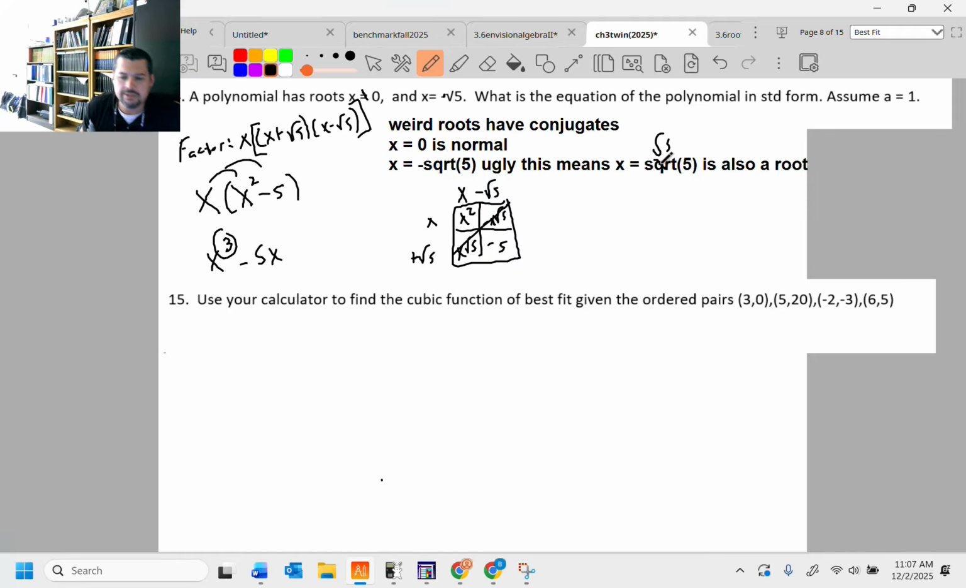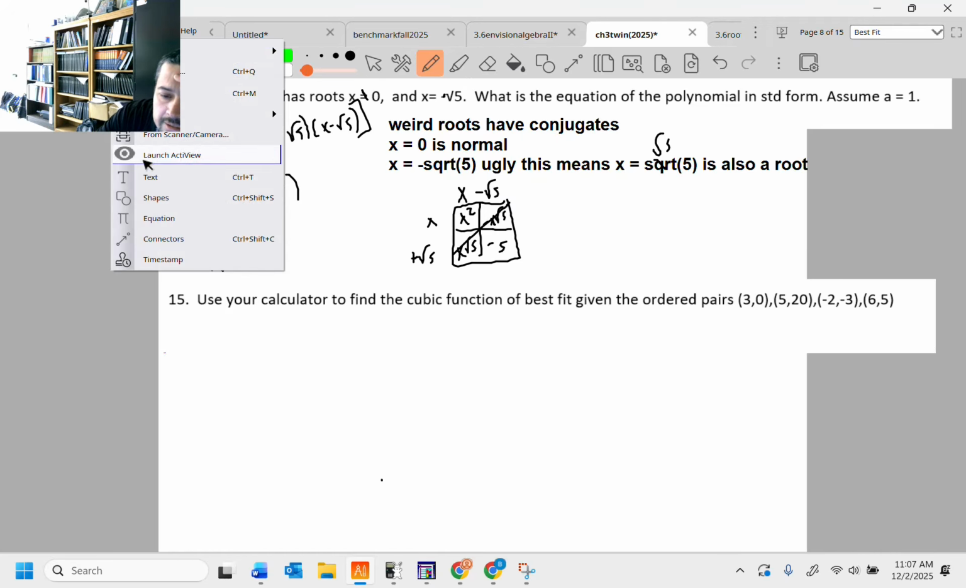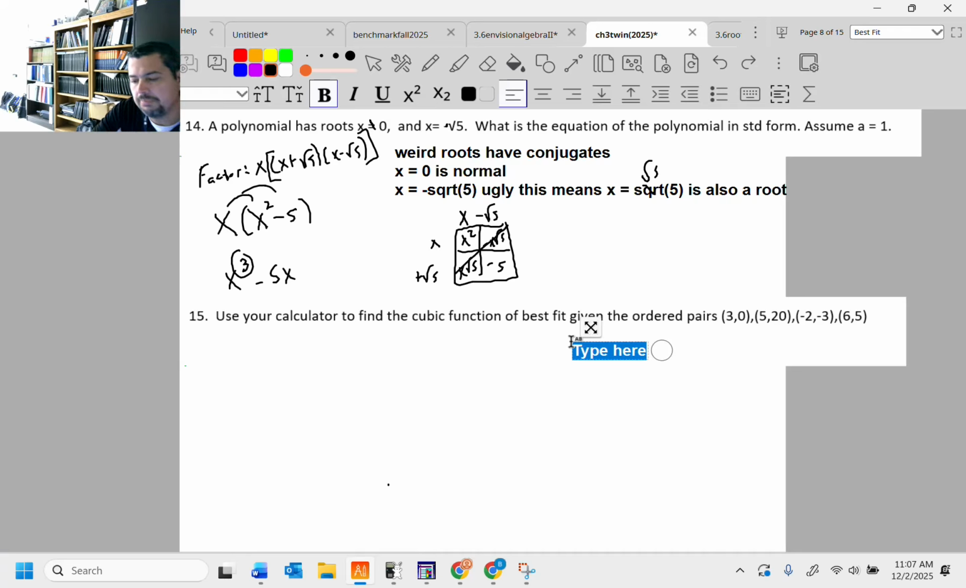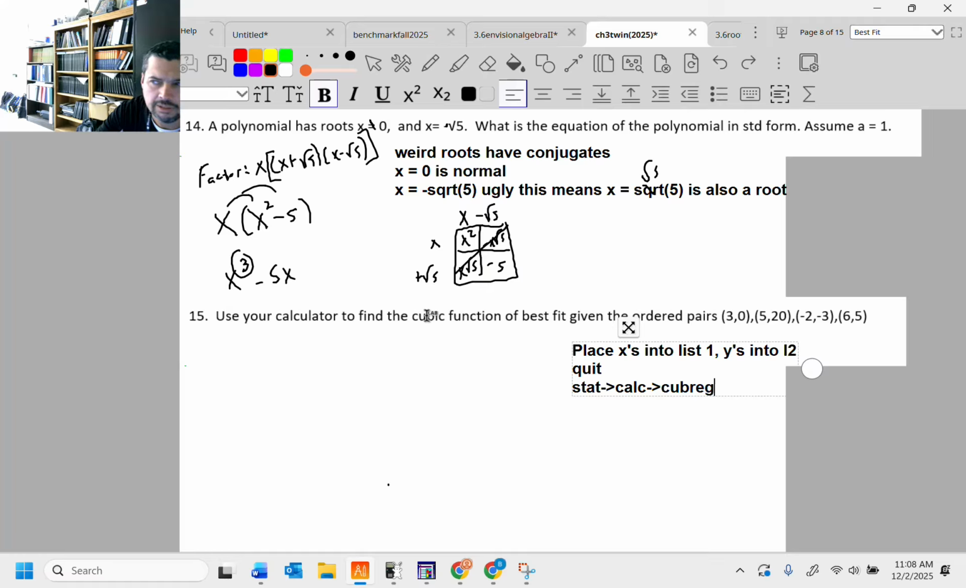Number 15, use your calculator to find the cubic function of best fit given the ordered pairs. Let's go ahead and write out your instruction set here. You're going to place your x's into list 1 and your y's into list 2. Then after you do that, you're going to quit, obviously. You're going to press stat, calc. I want a cubic function, cubic regression. That's what we're going to do.